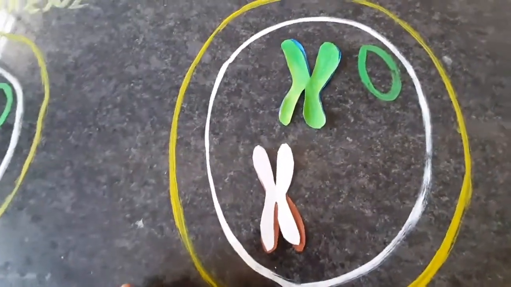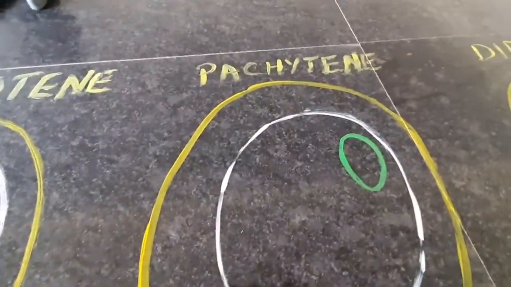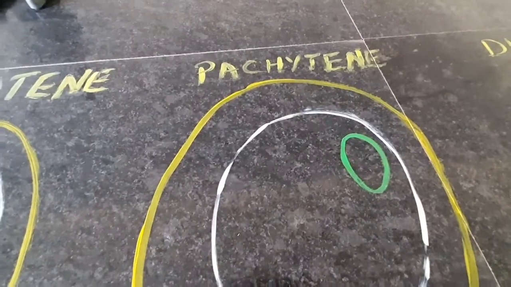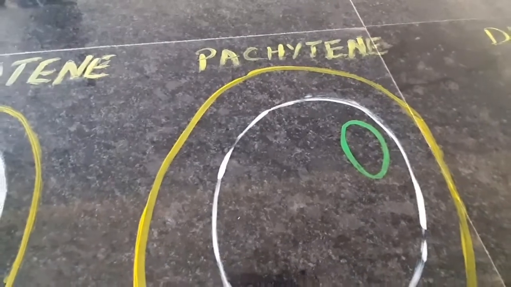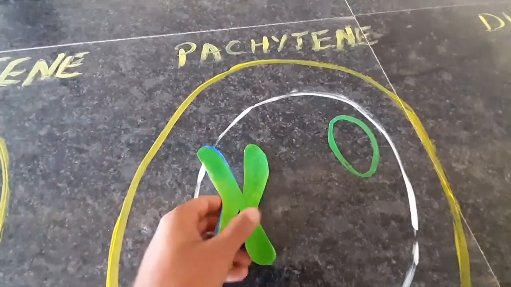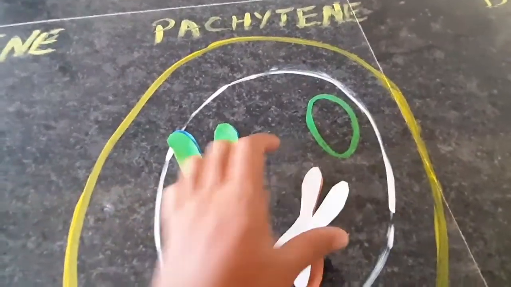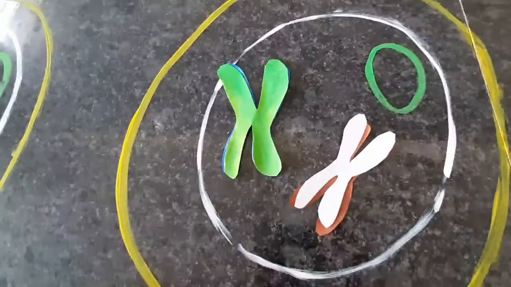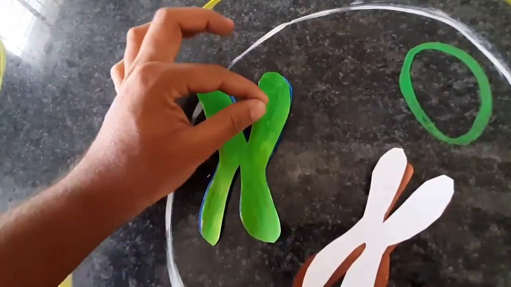Okay, let us see what happens in the phase pachytene. This is a very important phase and you need to remember the events that occur in this stage for your competitive examination. Very important. Here we just keep this, that is the tetrad. Now there is one enzyme called recombinase. It helps in a process called crossing over.